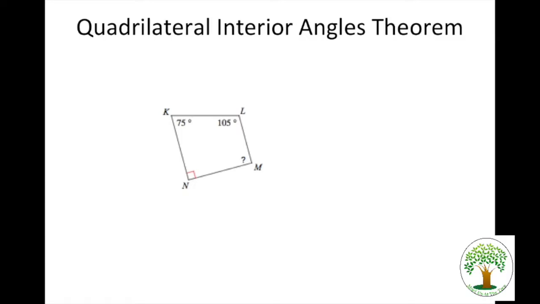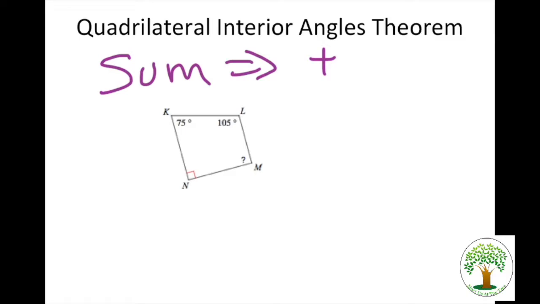Now, the quadrilateral interior angles theorem, it's your very first theorem on your theorem sheet here, states this, that the sum of the measures of the interior angles of a quadrilateral is 360. The word sum means to add, and so we have the sum of the measures of the interior angles. Those are the angles on the inside of a quadrilateral, and remember a quadrilateral has 4 sides and 4 angles. So the sum of those measures is going to equal 360 degrees.